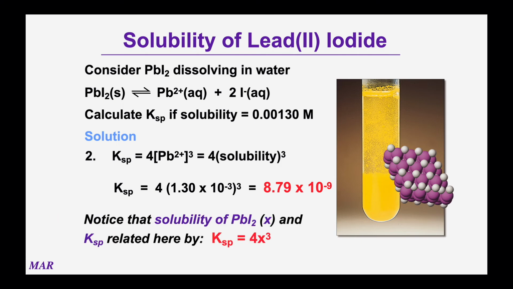So in this problem, solubility was related to PbI2, and if you think about solubility as x, Ksp equals 4 times x to the third power. The solubility to the third power times 4 equals Ksp.